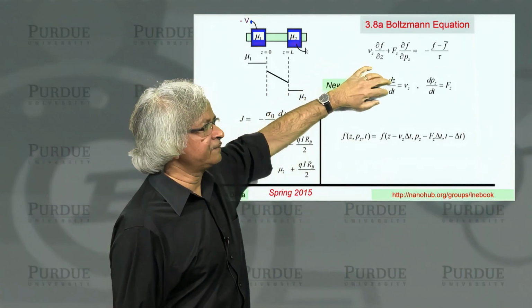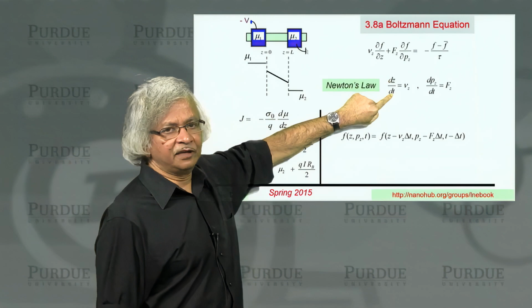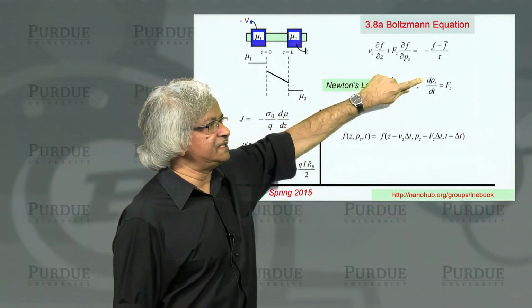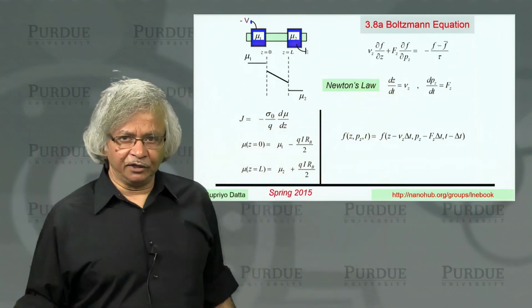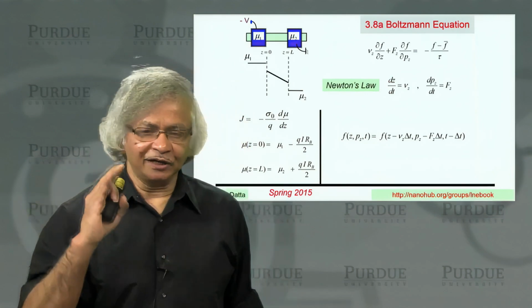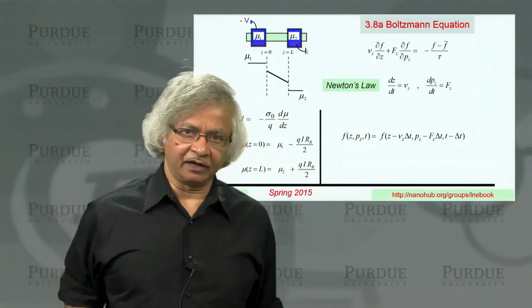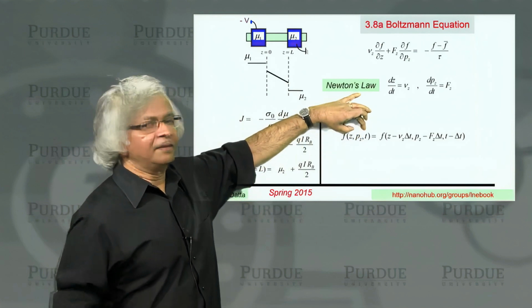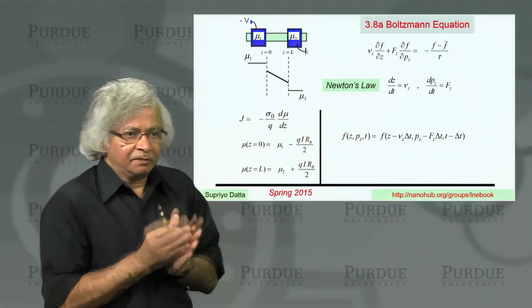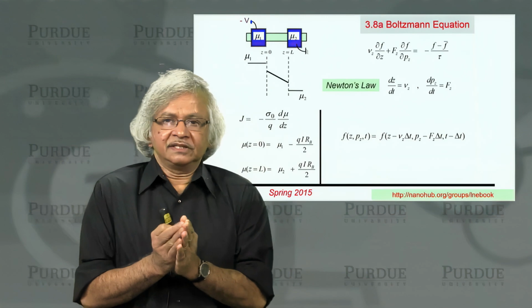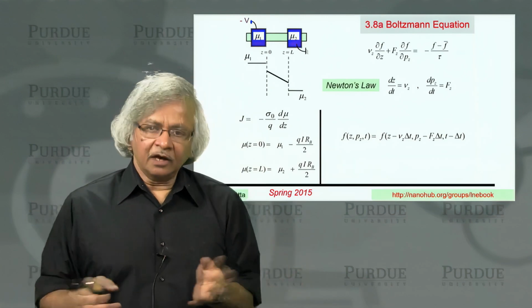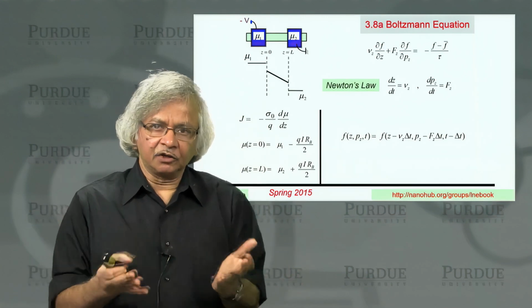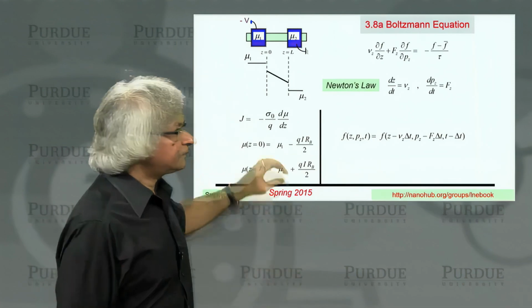Note that there is an important change in concept here. Here the only independent variable is t. z and pz are dependent variables. Those are the location and momentum of a particular electron. Here, z, pz, and t are all independent variables. We stand at a particular z, at a particular pz, and ask, how many electrons are there? Or what is the occupation of states around there?